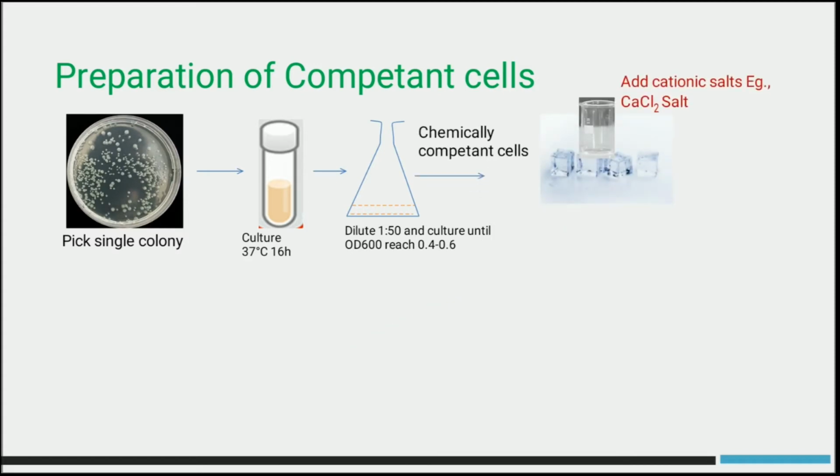Now we have to use these cells to become competent cells. We use two methods. The first method is chemically competent cells. Once we prepare these cells, we make them into a pellet, then we dilute into a small quantity of water containing cationic salt such as calcium chloride or cobaltous chloride.